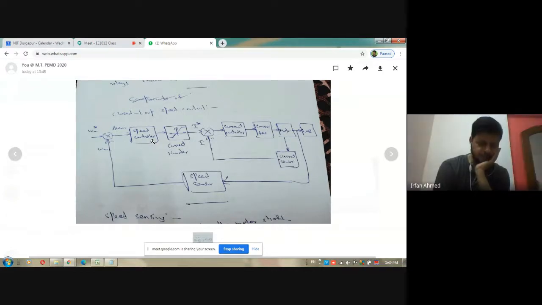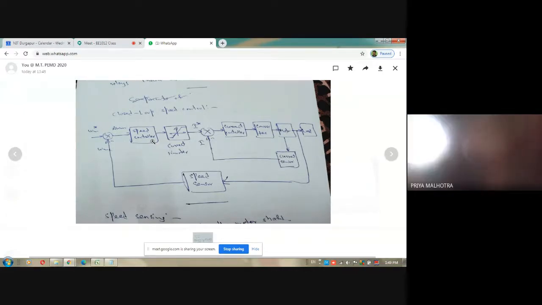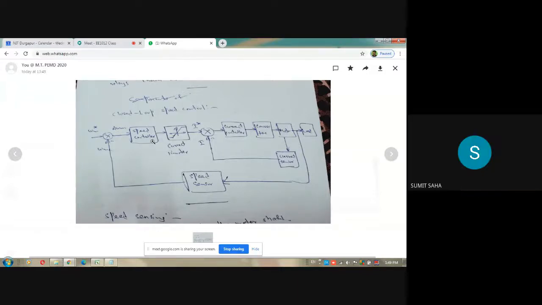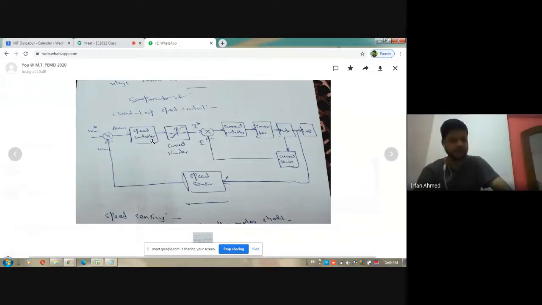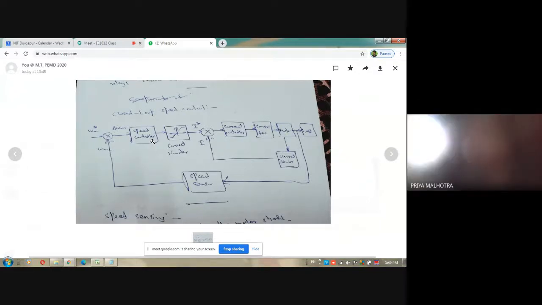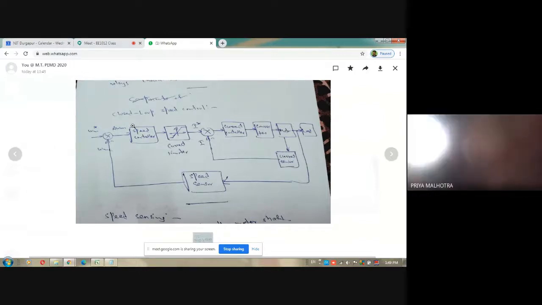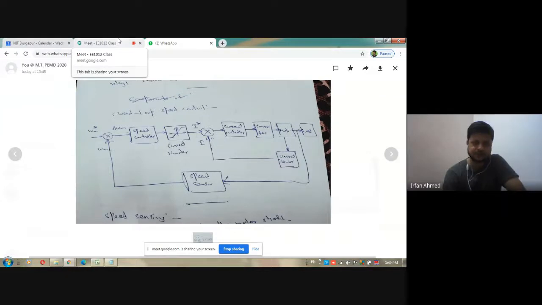The most commonly used controller is the PI controller. I think you have heard of the PI controller. You have the PID controller also, but that PID controller is very rarely used. The most commonly used controller is the PI controller. Do you know of any other controllers?